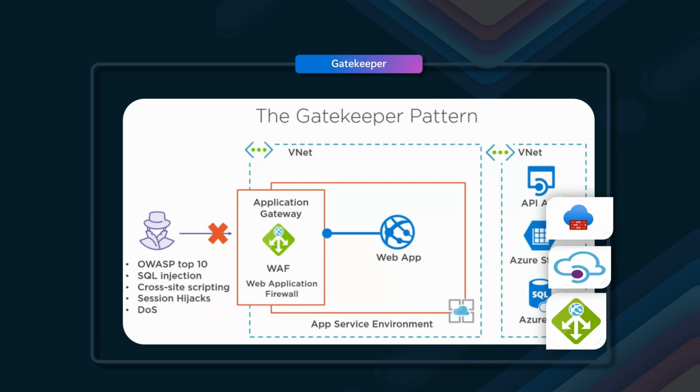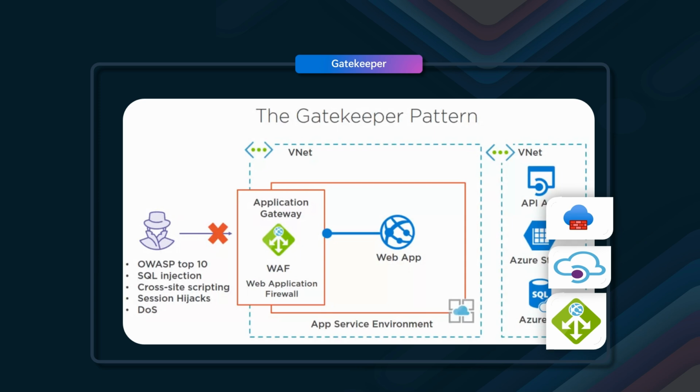Implementing the gatekeeper pattern involves adhering to security best practices such as regular updates, patching, monitoring, logging, and employing strong authentication and authorization mechanisms. Continuous monitoring and analysis of security logs helps in detecting and responding to potential threats in real time, further enhancing the security of our applications.